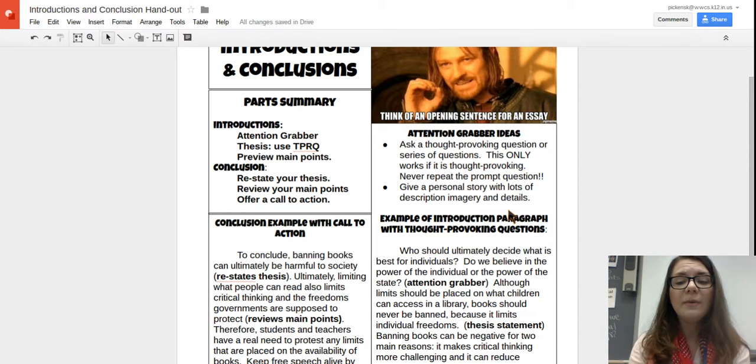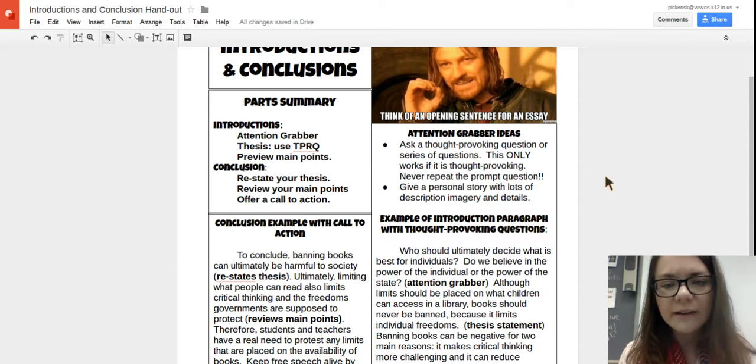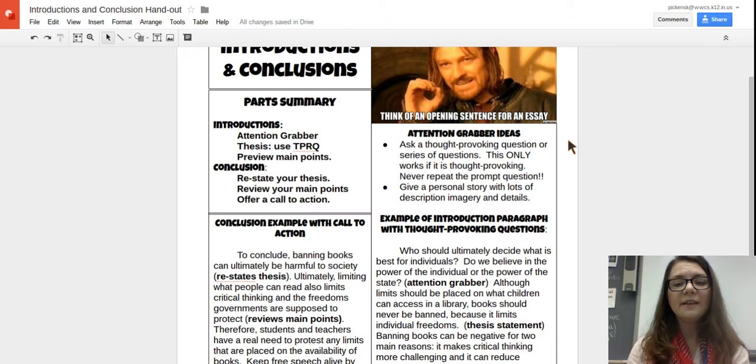Okay, so I have a couple ideas of what you can use for an attention grabber. By the time we get into advanced placement, we'll be adding on to these options, because there's a lot of ways you can do this, but I'm going to give you two of the more basic ones to begin with. The first idea that you can use for an attention grabber, and we're right here in your handout, is you can ask a thought-provoking question or series of questions.